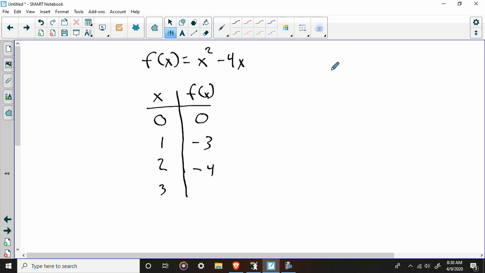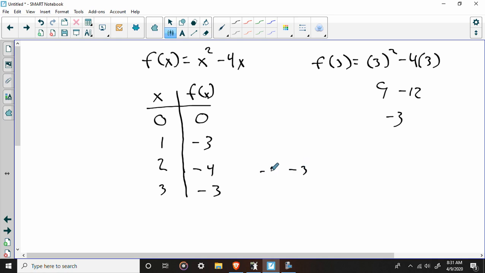All right, so we'll say f of 3 is equal to 3 squared minus 4 times 3. 3 squared is 9. 4 times 3 is negative 12. 9 minus 12 is negative 3. So believe it, it actually changed directions. It went down, down. And actually from negative 4 to negative 3 is going up. Think about it on a number line. We went from negative 3 to negative 4. That was going down, and going from negative 4 to negative 3 is actually going back up.